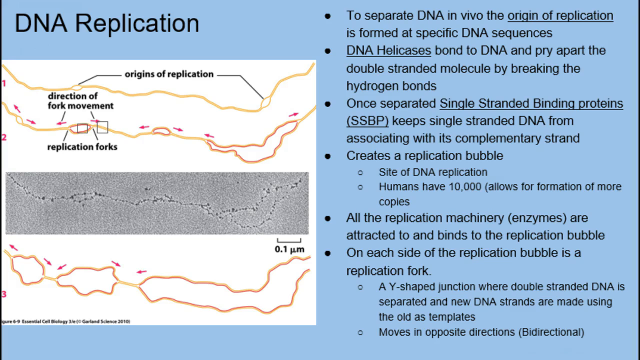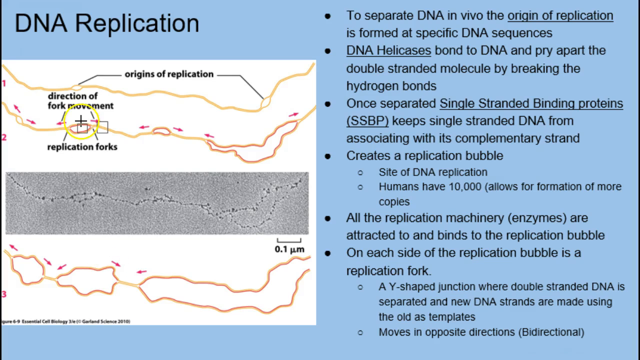All of the replication machinery, or enzymes, are attracted to and bind to the replication bubbles. On each side of the replication bubble is a replication fork, which is a Y-shaped junction where double-stranded DNA is separated and new DNA strands are made using the old ones as templates. Each fork moves in opposite directions of each other, which means they're bidirectional.